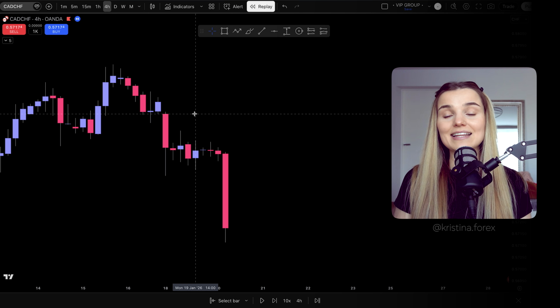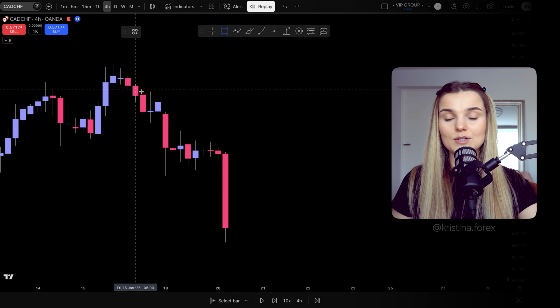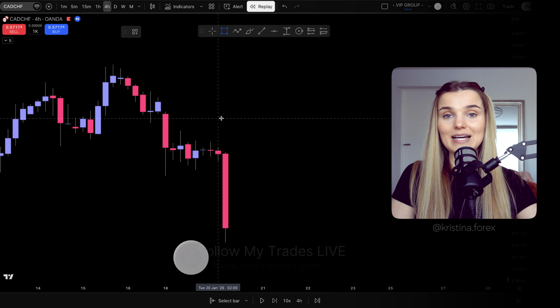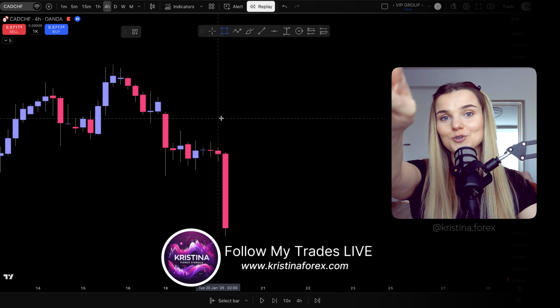So this is CAD Swiss on the 4-hour time frame. Looking at this chart, we are seeing those beautiful lower lows and lower highs being formed, which means we are in a downtrend, which means what we are doing? Selling from supply. That's correct.